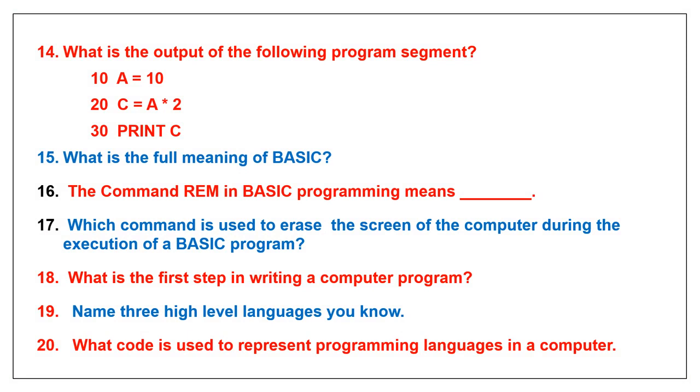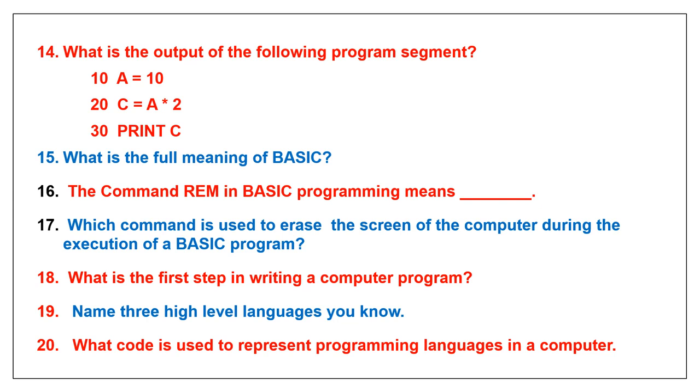What is the output of the following program segment? Look at your program segment. Line 10, A equals 10. Line 20, C equals A asterisk 2. And line 30, print C. This program segment is actually meant to do a multiplication of the number A and 2. So what do you expect as your output?